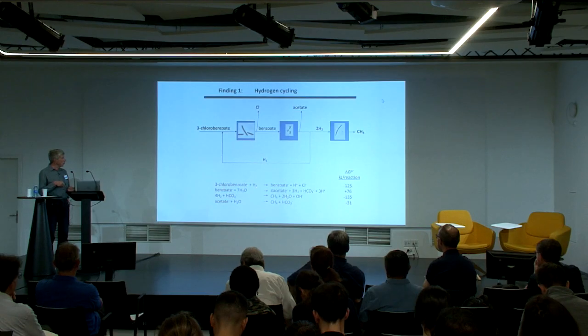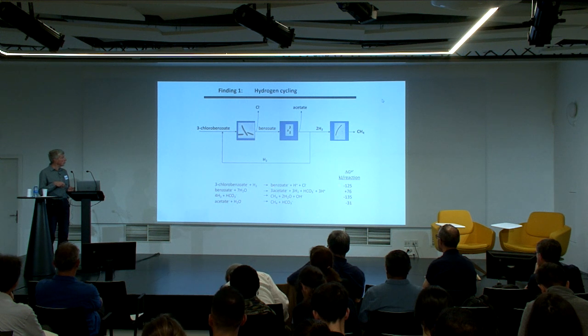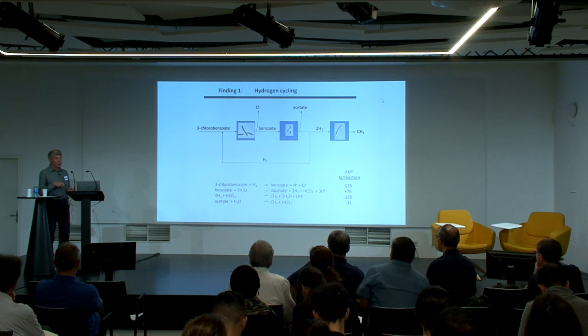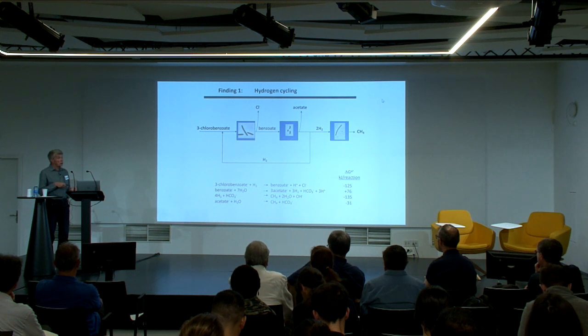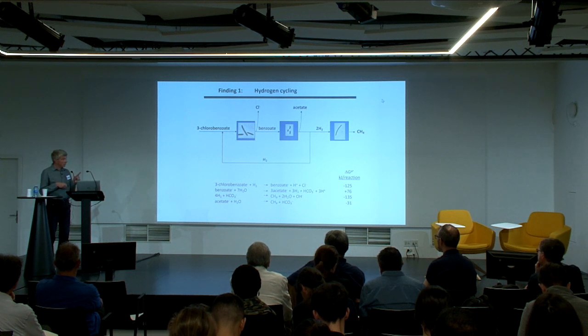when this organism uses hydrogen as electron donor, then the delta G value is actually very low, so there's lots of energy available to this dechlorinating organism. Okay, I'll explain that in the next slide.